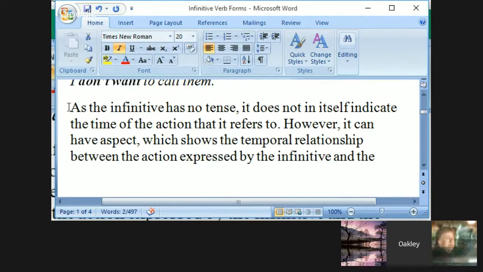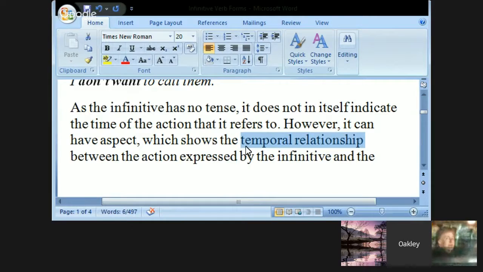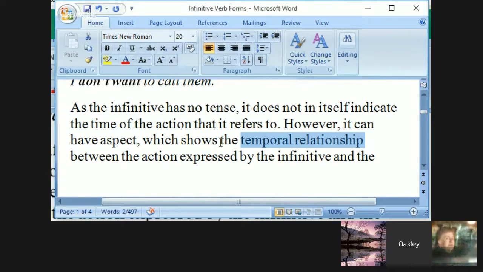Okay, it is important to remember the infinitive itself has no tense. It is not the main verb. All right. It does not in itself indicate the time of the action that it refers to. It's sort of neutral. In some cases, because of the definition of the verb, you can figure out some kind of temporal or time relationship between the main verb and the infinitive.